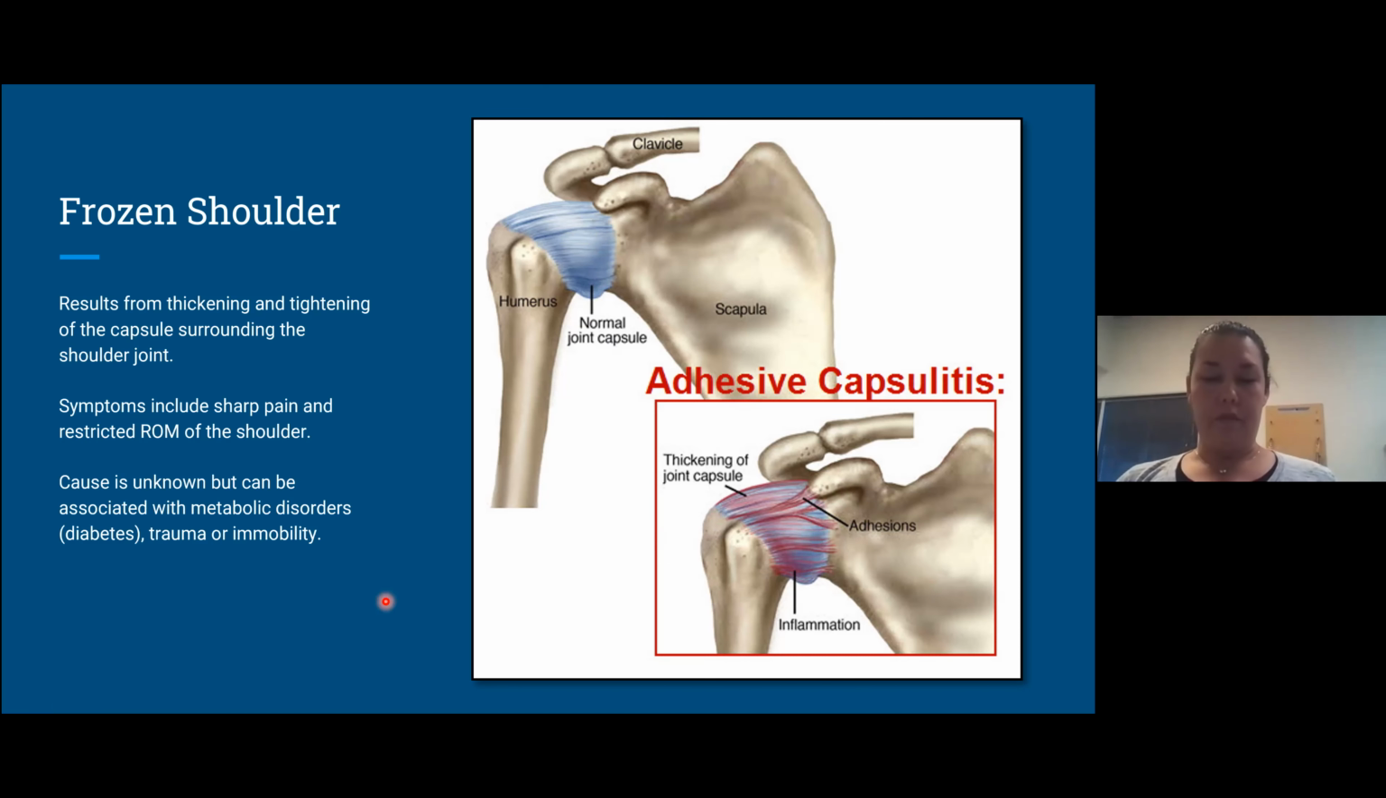The symptoms of frozen shoulder include sharp pain and restriction in movement in almost all ranges of motion, which includes reaching up, reaching out to the side, reaching behind your back, and so on. Unfortunately, there is no known direct cause of frozen shoulder, but it can be related to trauma, to metabolic disorders such as diabetes, or even immobility itself.